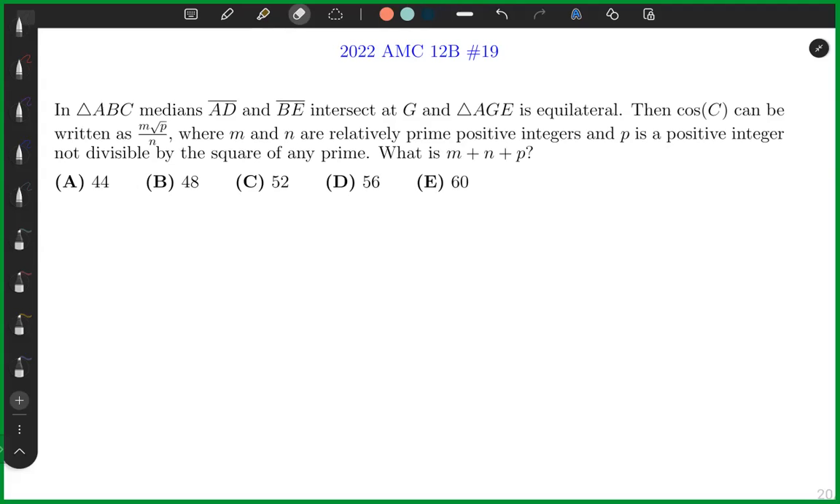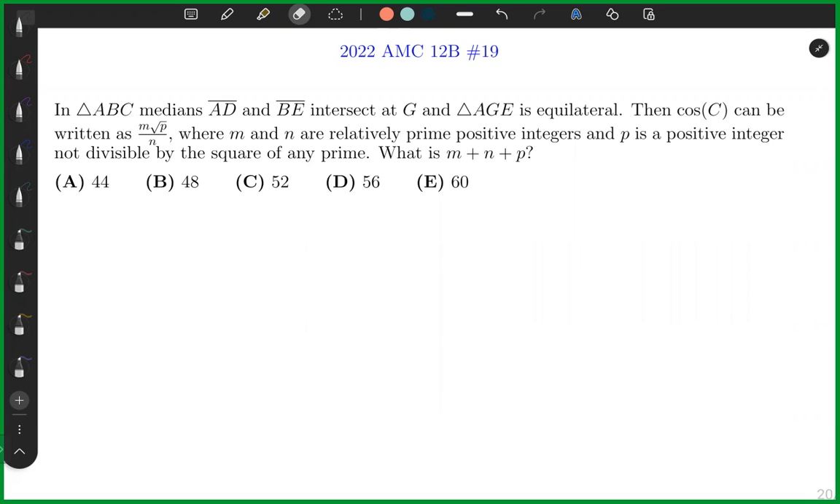In triangle ABC, medians AD and BE intersect at G, and triangle AGE is equilateral. Then cosine C can be written as m root p all over n, where m and n are relatively prime positive integers, and p is a positive integer not divisible by the square of any prime. What is m plus n plus p?